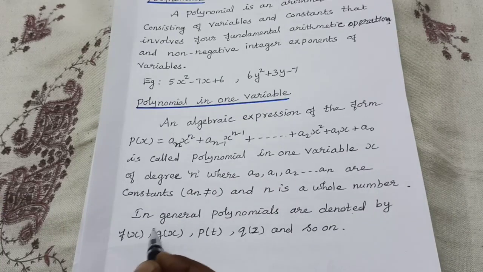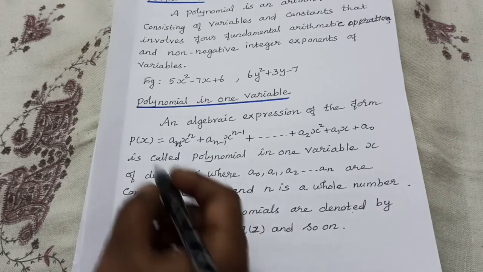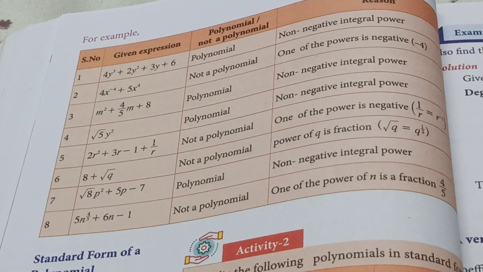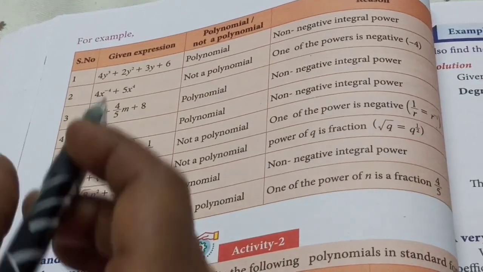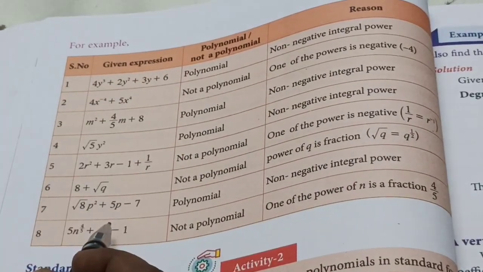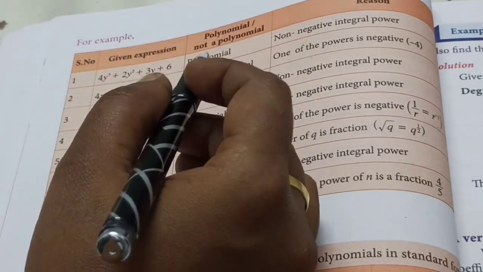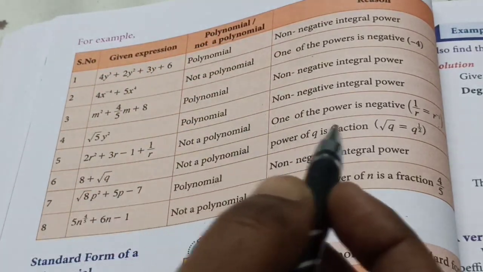Okay, in general polynomials are denoted by what? F of x, g of x, p of x, like that we can take. Okay, for example, some expressions are given here. This expression is a polynomial or not a polynomial, we have to find. Why? What's the reason also?